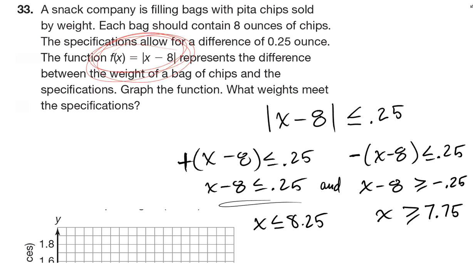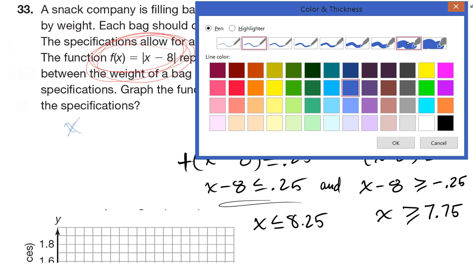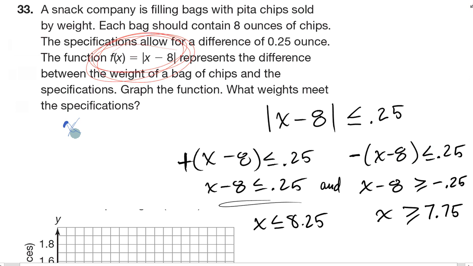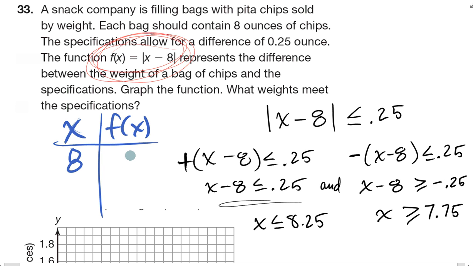So for example, if x is, I need a thicker pen. Sorry, class. Let me try that. If x is, I can pick a few values here. If x is 8, right? If x is 8, 8 minus 8 is 0, then the function f of x would produce the value 0, right? So if x goes into that function, 0 comes out of it.